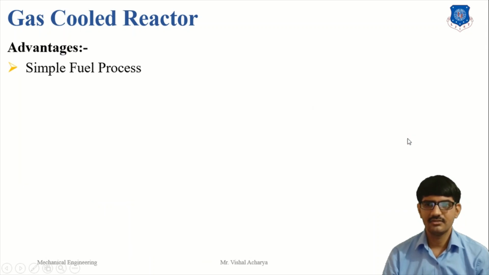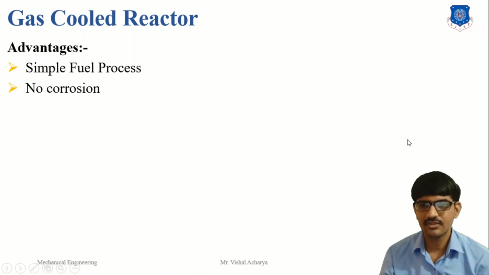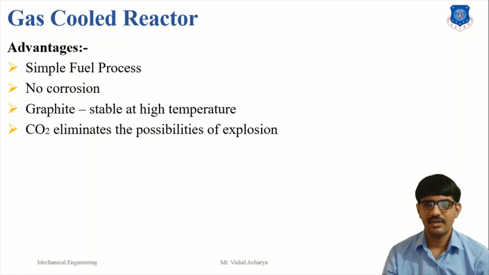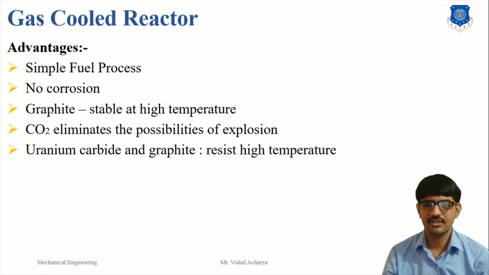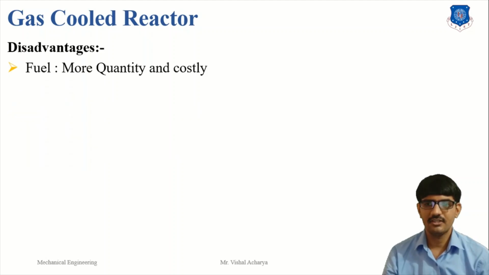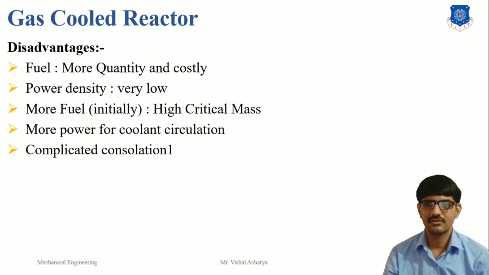Advantages: a simple process, no corrosion, graphite is stable at high temperature, CO2 eliminates the possibility of explosion, and uranium carbide and graphite resist the high temperature. The disadvantage here is that the fuel quantity is more and costly. Power density is very low, more fuel, like a high mass, and more power is needed for the coolant circulation. Complicated.